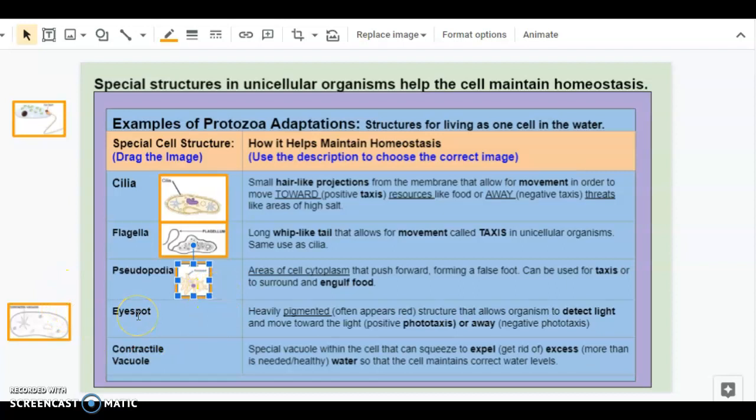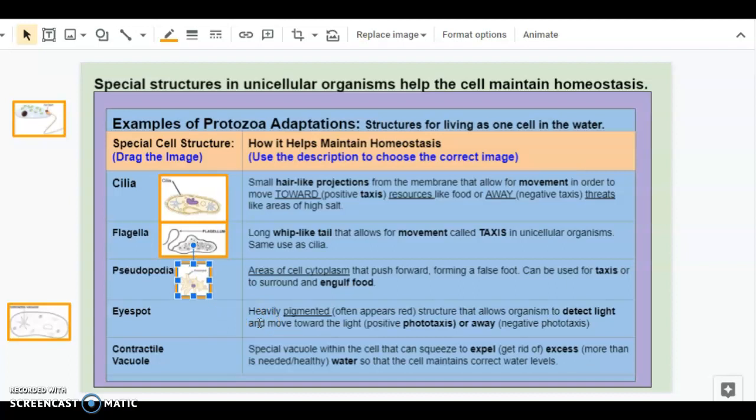The eye spot is another adaptation. This one doesn't help with movement directly, but it definitely helps the organism detect things that it might need to move toward or away from. In particular, it helps the organism detect light. Now, it is an eye spot, not an eye. It's not as complex as an eye, but it does allow it to detect light stimuli from a distance, similar to what our eyes do for us.